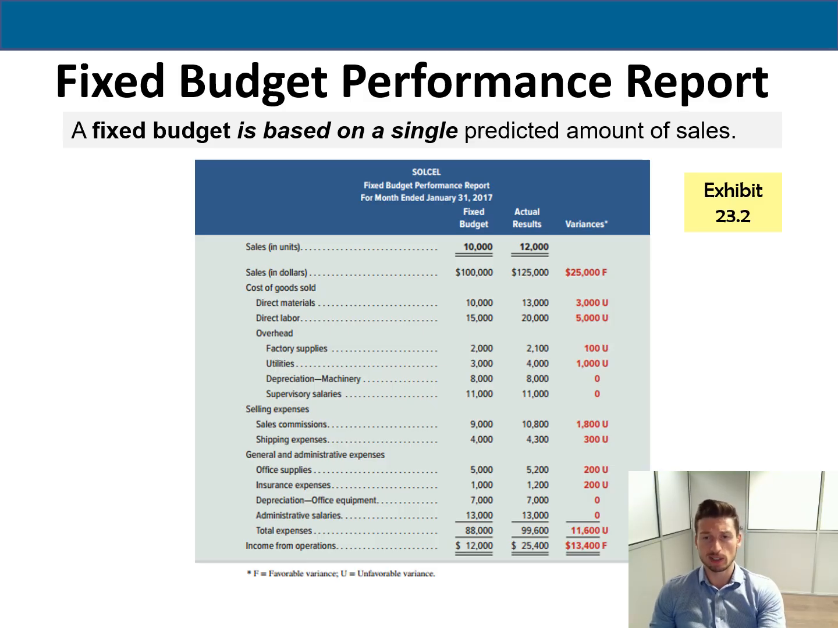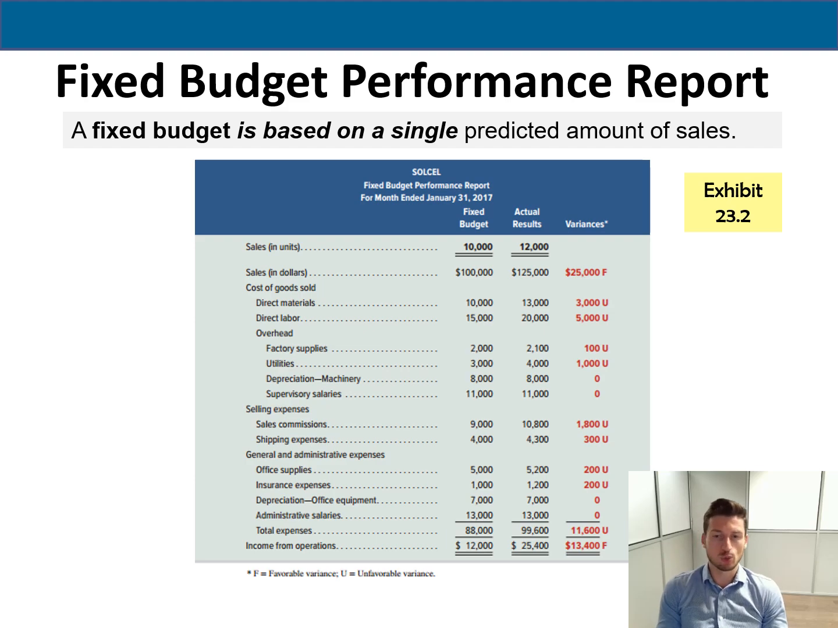Direct labor, we were expecting to have 15,000, but we have 20,000. So in this case, they are unfavorable because your cost is more than you were expecting. Once again, actual result minus budgetary result is your variance. But it doesn't mean it's bad, because logically, the more you sell, the more cost you have, right?